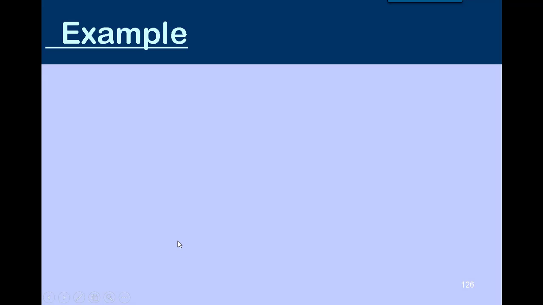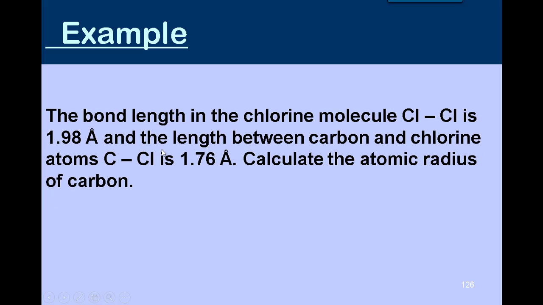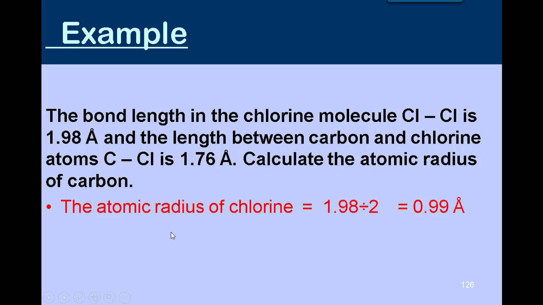We have here a solved example to understand this more. The bond length in the chlorine molecule is 1.98 angstrom, and the length between carbon and chlorine atom is 1.76 angstrom. Calculate the atomic radius of carbon. This example will be answered in two steps. Step 1. Calculate the atomic radius of chlorine by dividing the bond length in the chlorine molecule by 2. So the atomic radius of chlorine will be 0.99 angstrom.